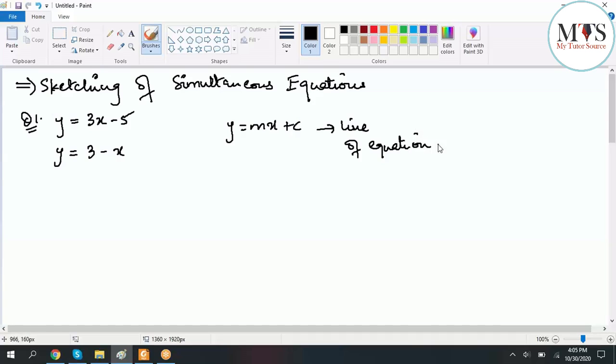So we have these two equations, y equals 3x minus 5 and y equals 3 minus x. In order to sketch a graph, the first thing we need is the y-intercept, and the second thing we need is the x-intercept. Do you know what the y-intercept is? It's the point that touches the y-axis, the vertical axis. And the x-intercept?